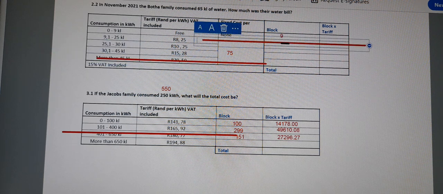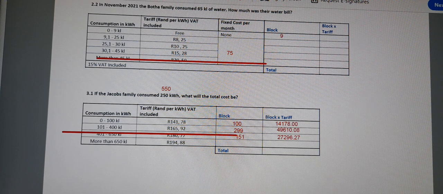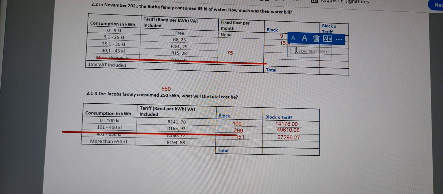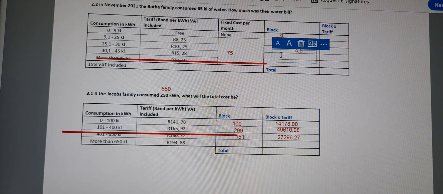Okay, so now sorry, we don't need it here. Now it's going to be 25 minus 9.1. What is our answer? Quickly, 15.9. And then we continue. We come to this one. It's going to be 30 minus 25.1. We get what you get in your calculator, 4.9. And then this one is going to be 45 minus 30.1. What do we get? We get 14.9 on this one.